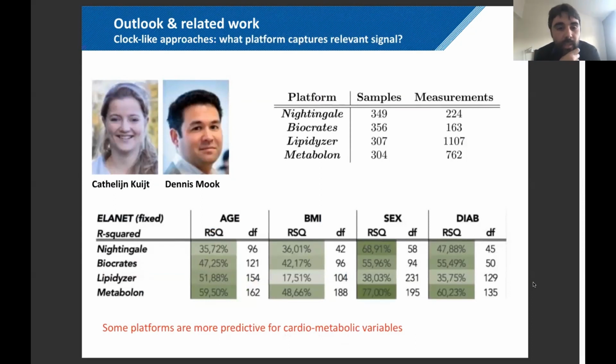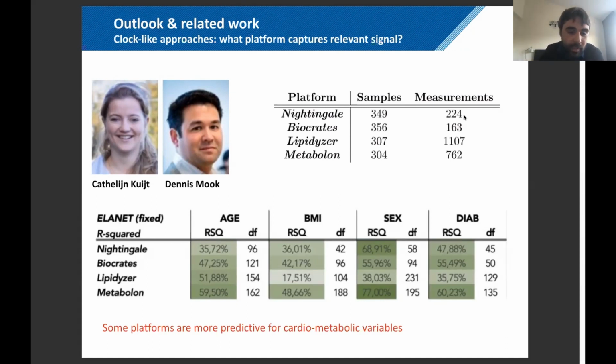One of the other related activities is together with a student, Kathleen Kuit, and supervisor Dennis Moak. So we looked into different types of platforms, all measuring metabolomics type of signals. Within the Qatar study, there are a lot of different platforms assayed. And basically, we asked the question, suppose you would try to make these clocks or predictors for other covariates, which platform is actually best? Please keep in mind that these platforms are wildly different in the number of measurements that they do, also the costs.